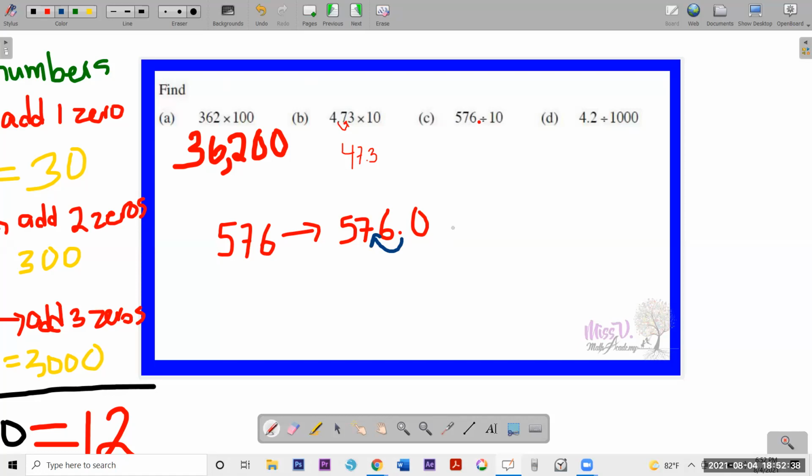So my answer will be 57.6. Everybody see that? I want you to try D now. These are more challenging questions. I want to see what y'all would get when you try that one. It's meant to challenge you, but I want you to try still. I want to see what you get when you try it.